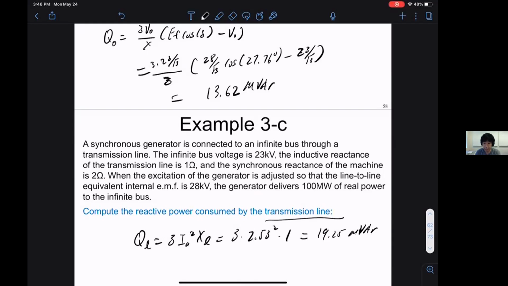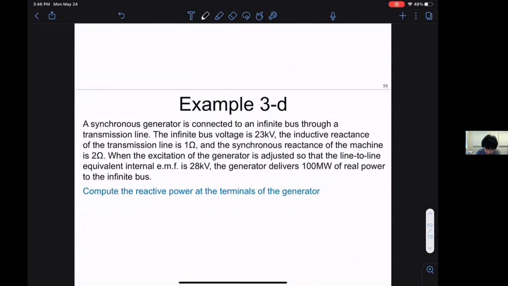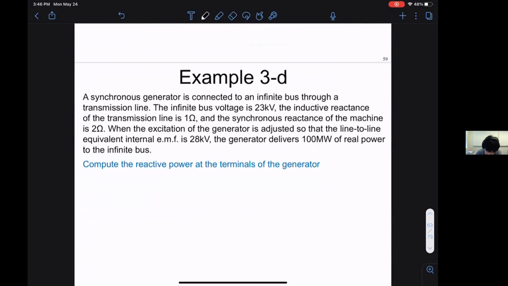So these are fairly standard calculations you'll be asked to do for a synchronous generator. The last question you may have is to compute the reactive power at the terminal of the generator. So what this means is compute the reactive power here. This is the terminal of your generator. We know the reactive power at the output to the grid, but we also want to know the reactive power at the terminal of the generator.